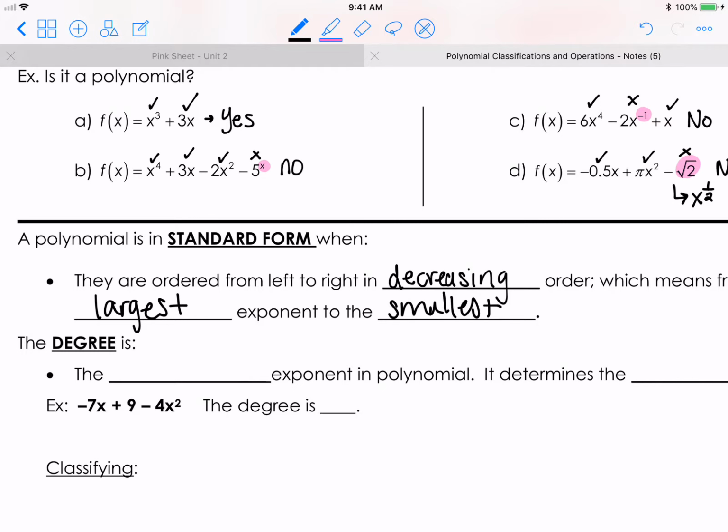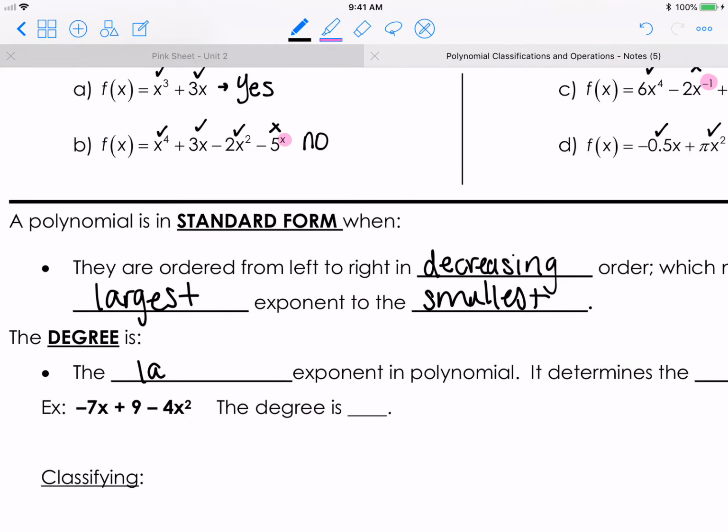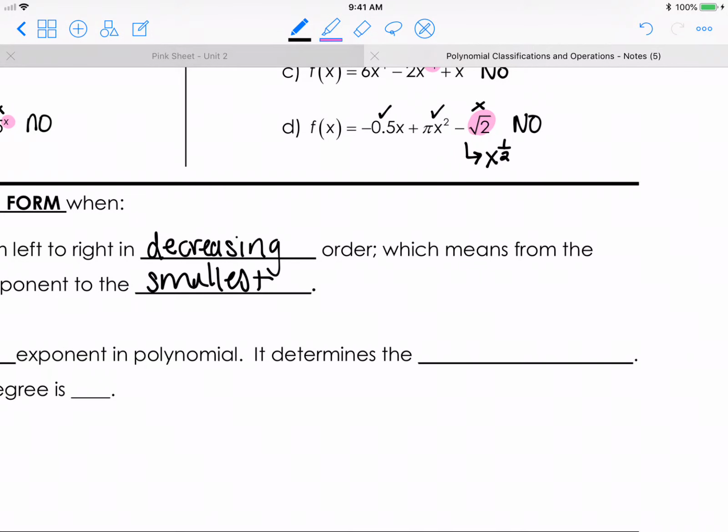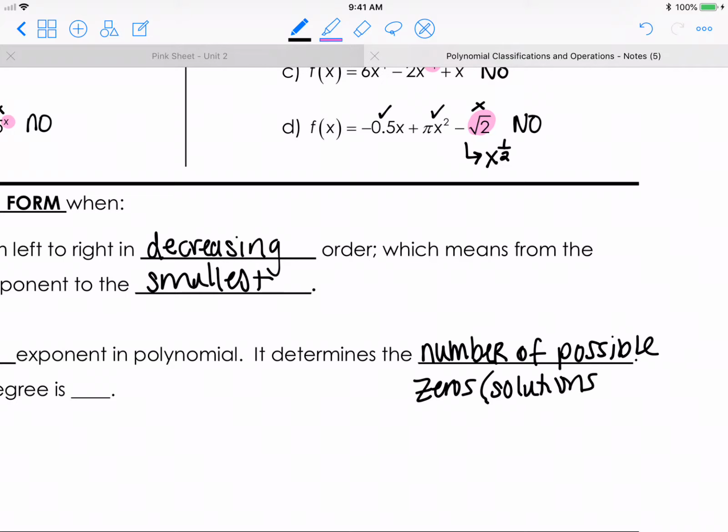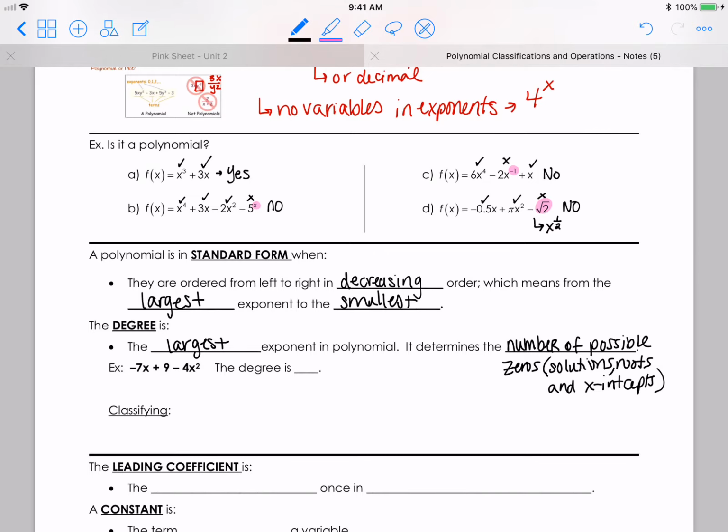Okay, so when they're talking about the degree, it is the largest exponent in the polynomial. It determines the number of possible zeros. Let's remind ourselves what other names there are for zeros. Remember, it's solutions. These are interchangeable: roots and x-intercepts. So remember, we can just interchange those words and they mean the same thing.